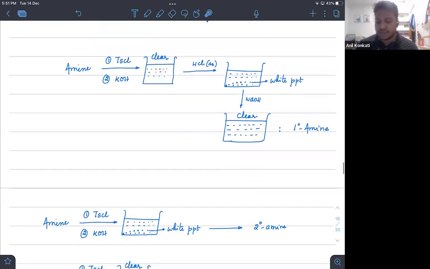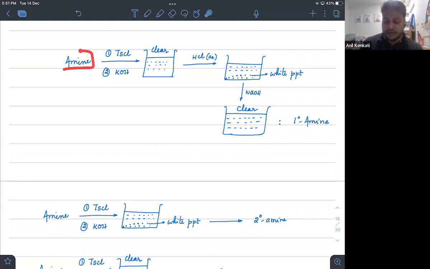So what is the test here now? You take any form of amine, and you are not aware which amine it is. Imagine if it is 1 degree, what should happen? If it is 1 degree, with tosyl chloride it will react and give a clear solution. And that clear solution, when you react with HCl, will form a white color precipitate. And again, when you add that to NaOH, it will become a clear solution. If that happens, it is 1 degree amine. I'll show you the reaction also, how it happens.